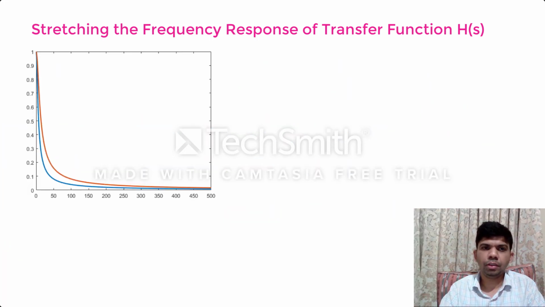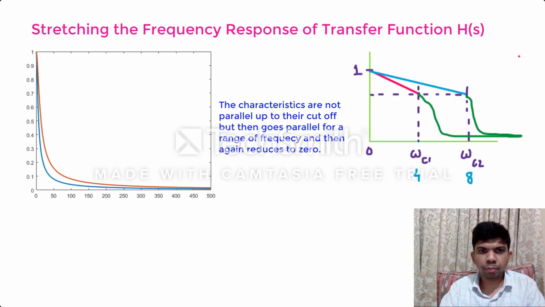So in figure 1, we have both characteristics. The blue line is for transfer function 1 and the red line is for transfer function 2. To better understand it, we have magnified it and put it in figure 2. As you can see, up to the cutoff frequency, both characteristics are not going parallel, but then up to a certain frequency, they go almost parallel, and then again they meet at a magnitude somewhere near zero.